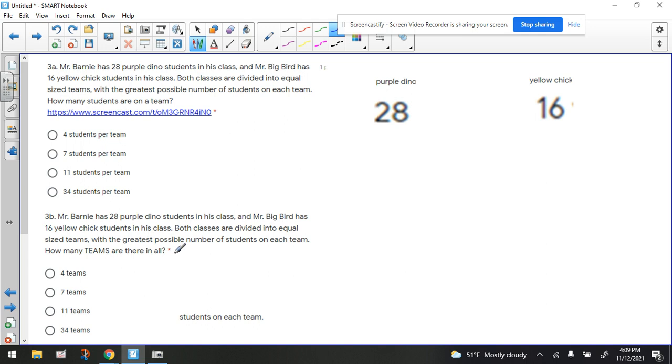When you have multiple parts to the same information, that's when you suspect that we're probably going to be using the distributive property. And when we're using the distributive property, we try to figure out the GCF of the numbers that are given in the problem. In this case, we have two different categories, so we're going to be multiplying that with something plus something.